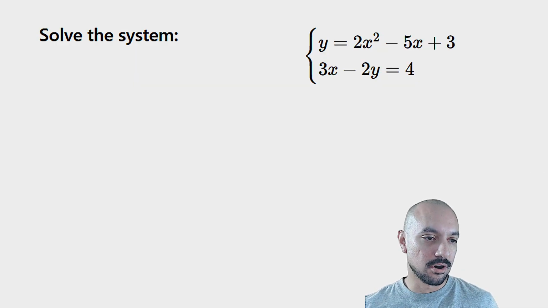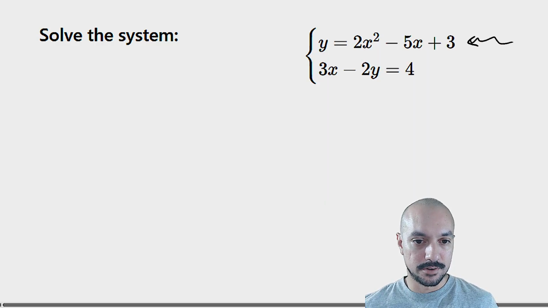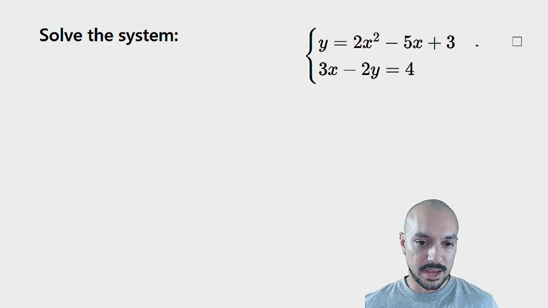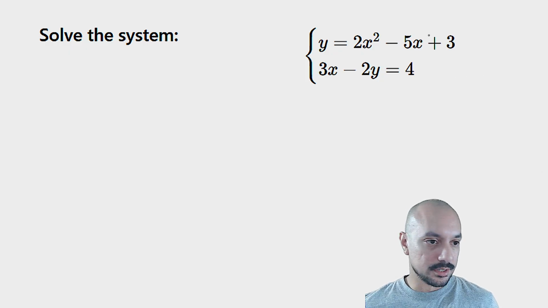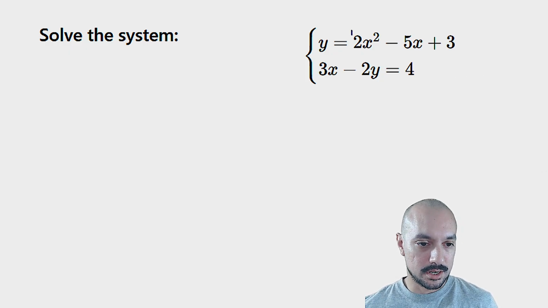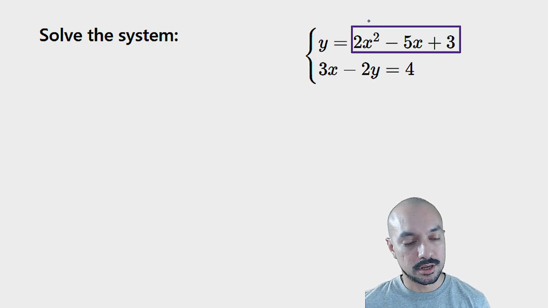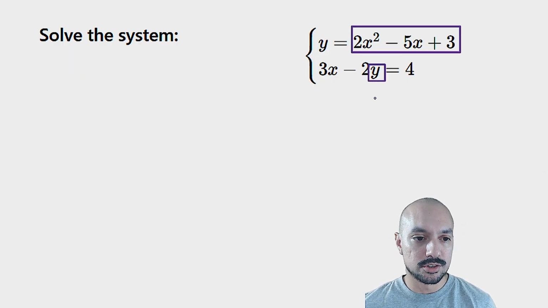Alright, so this question says solve the system. The first thing I notice is that I have a quadratic function on top. I know it's a quadratic because we have the infamous x squared term. We have a linear on the bottom. And lucky for me, the quadratic is already solved for a variable. This purple box is already set equal to y. And I notice that I also have a y here in the linear equation. And so I can use that to do a substitution.